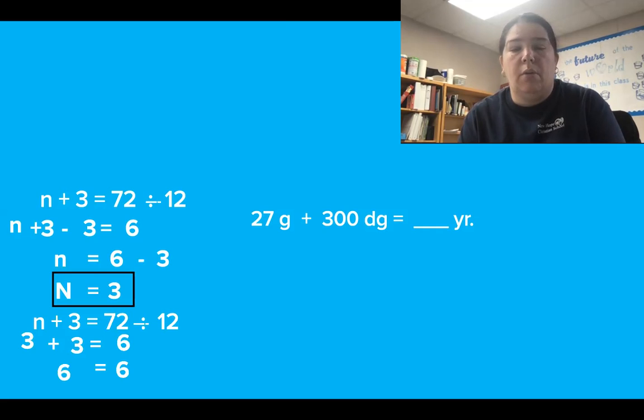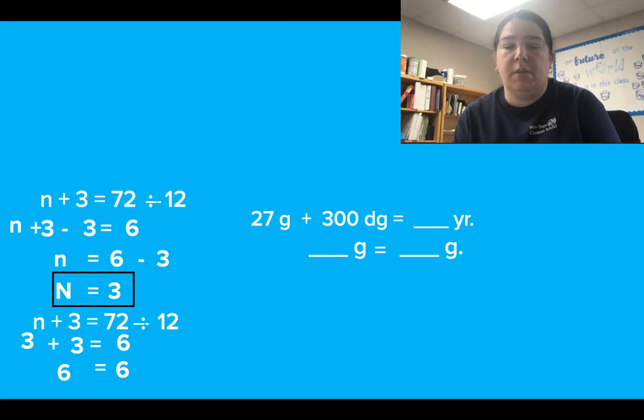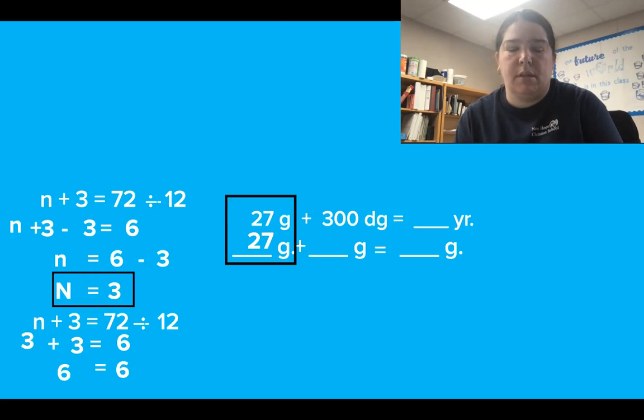Very good. We now have 27 grams plus 300 decagrams equals 1. Oh, I didn't change that. That should be 1 year. I'm sorry, 1 gram. It says 1 year. Sorry about that. So you're looking for grams. So you change all of them to grams. Then you put the one that is already grams in the box. And you move that box over to 300 decagrams equals how many grams?